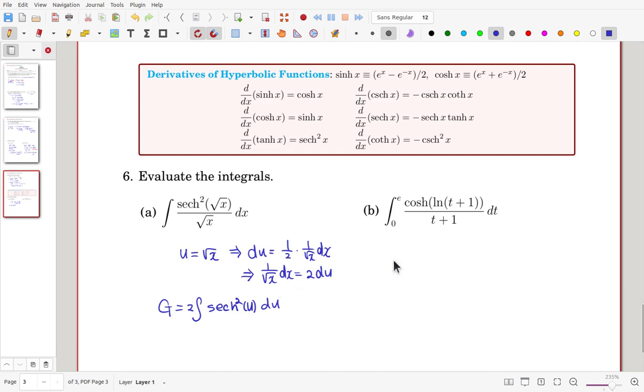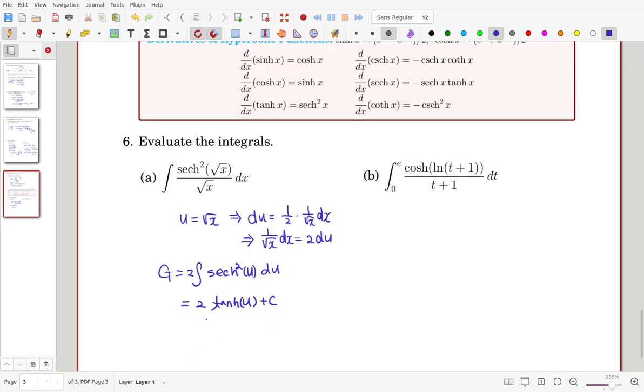Now, by using the formula, the integral of sech squared must be tanh. So that is the same as 2 tanh of u plus c. What is u? u is square root of x. So that's 2 tanh of square root of x plus c. That's the final answer.